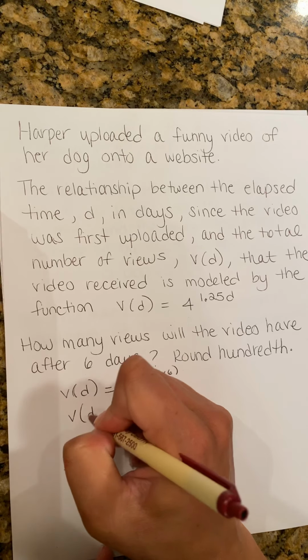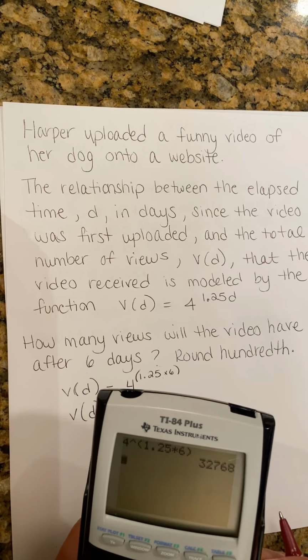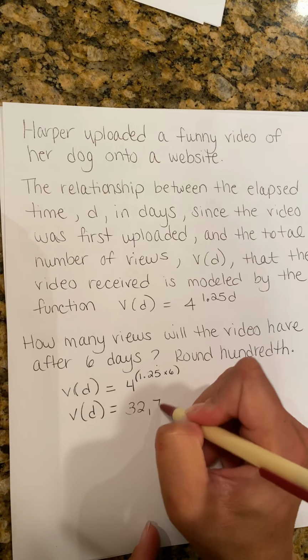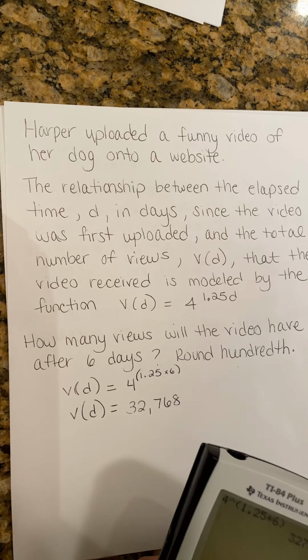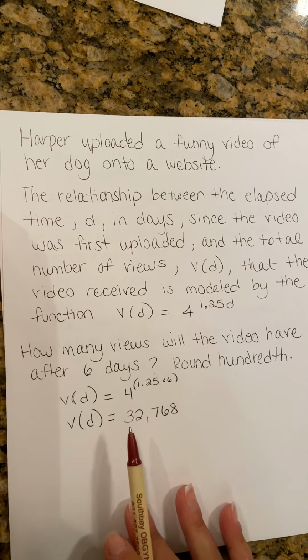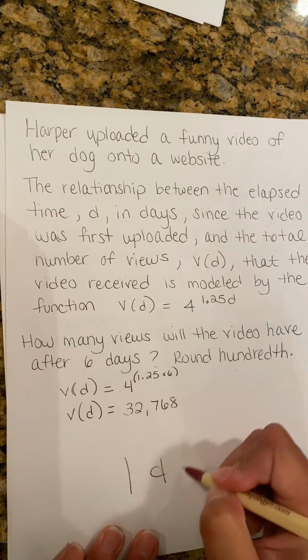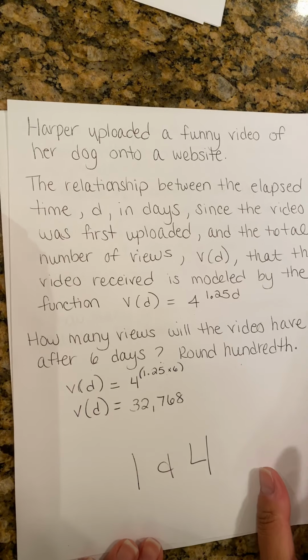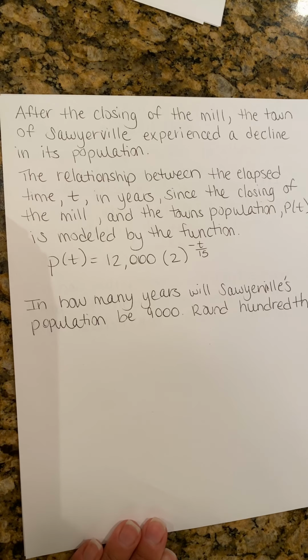So it says V of D equals 32,768. So 32,768, round to nearest hundredth. We didn't have to, there was no decimal. Okay, so that's it, straightforward. Okay, pretty much plug it into the calculator. So like I said, this one will correspond to the question that you're going to try, questions 1 and 4. So this corresponds to questions 1 and 4 that you need to try. Okay, next one.